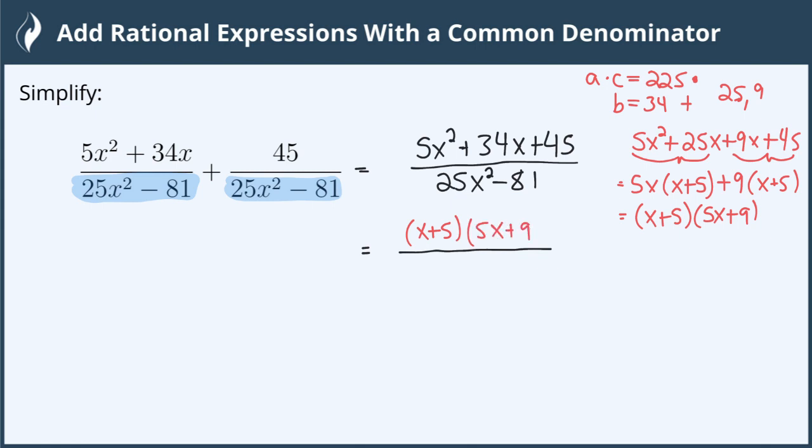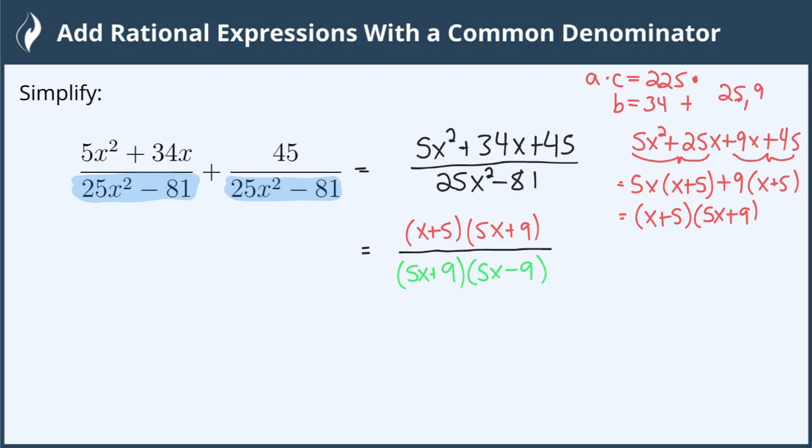And then our denominator we see is a difference of squares. Now that's because 25x squared is a perfect square and 81 is a perfect square. The square root of 25x squared is 5x. And the square root of 81 is 9. So we have 5x plus 9 times 5x minus 9. And so that's our factored form for the denominator.